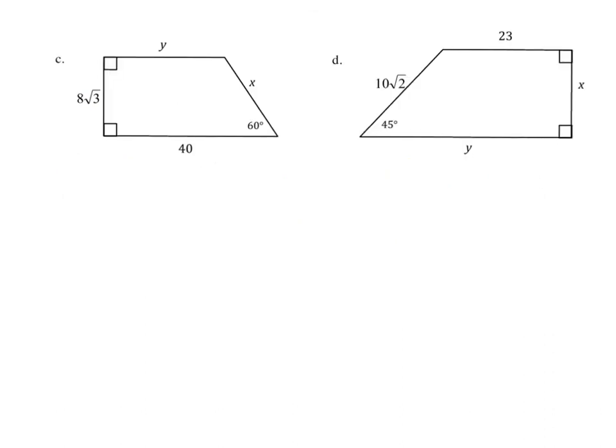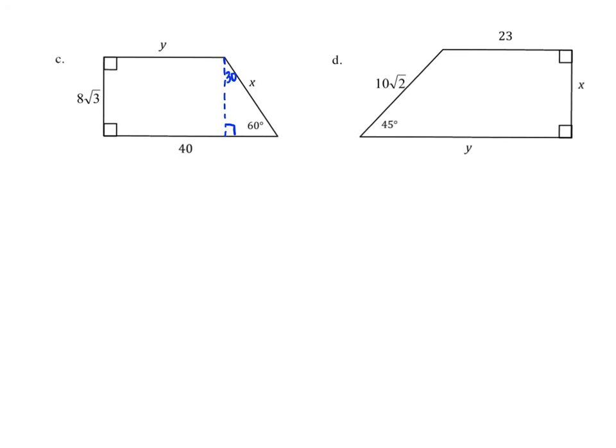So this next one, letter C, you have a rectangle and a triangle. So one of the easiest things to do is to break this up into a rectangle and a triangle. So let's draw this dotted line. That would make that a 90-degree angle. So because there's a 60 degrees right there, I know this is going to be 30, 60, 90.